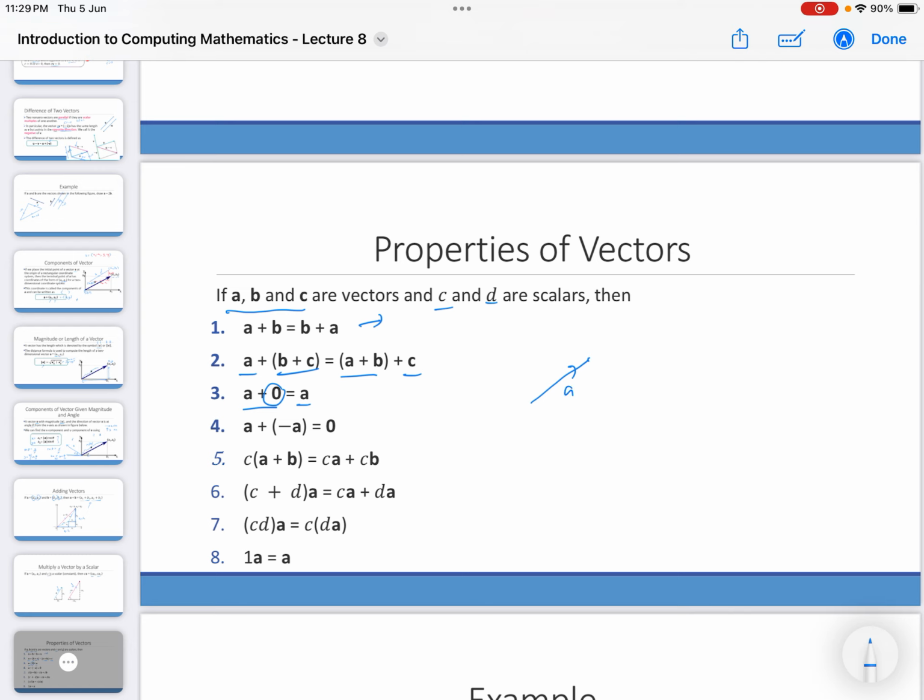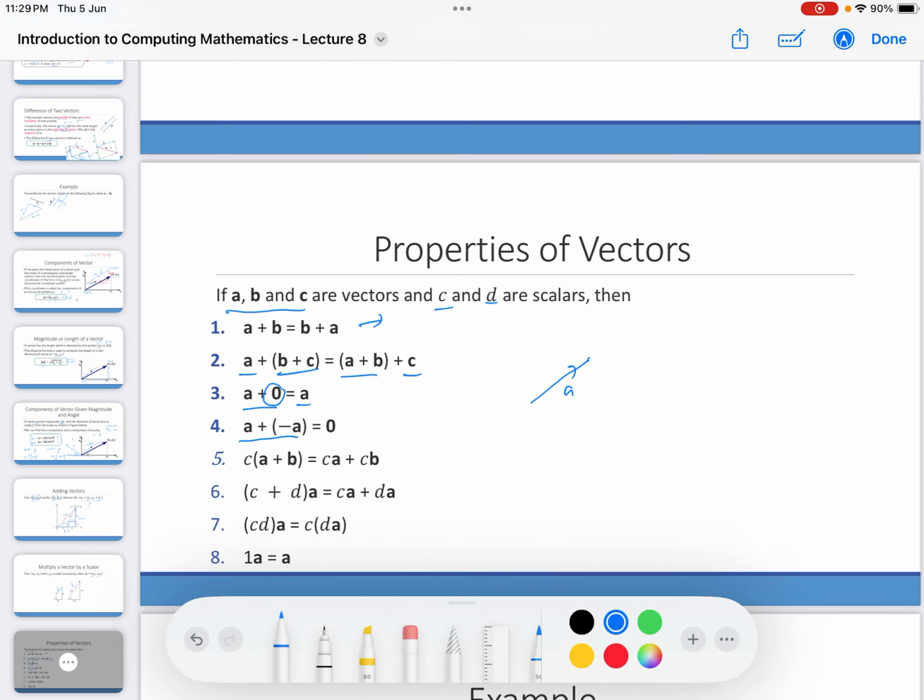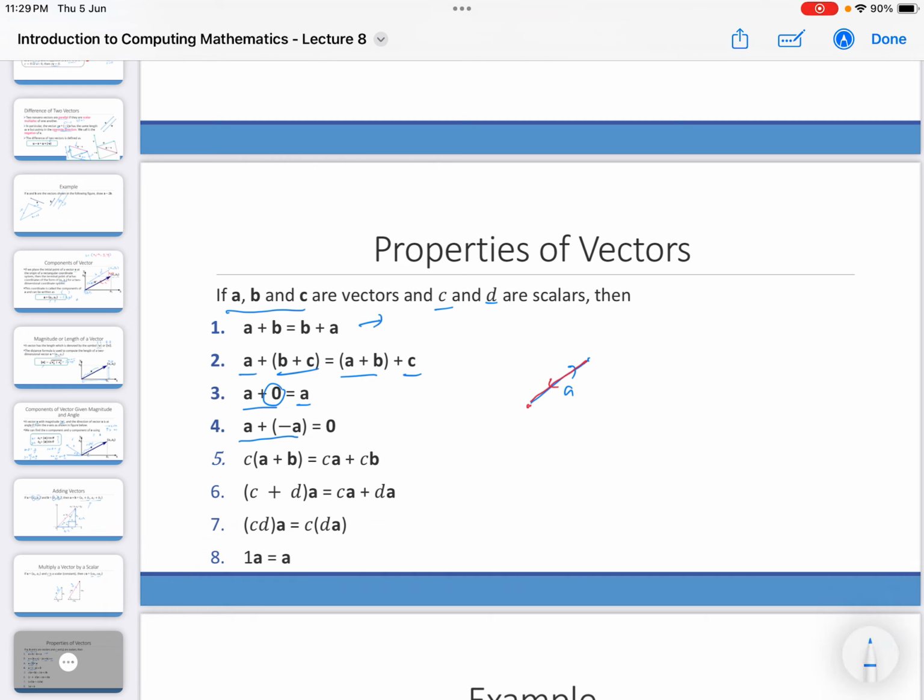And then A plus negative A equals 0. So this one is A, and then plus negative A like this. The initial point and final point will be the same. That means there is no magnitude and also no direction. That's why we get the zero vector. The zero vector here has components 0, 0.